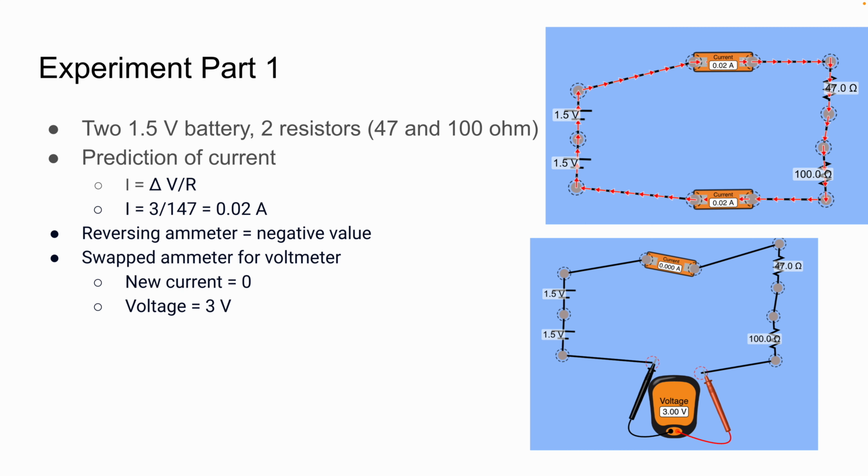For experiments, the first part was doing a prediction. We had two 1.5 volt batteries as well as two resistors connected in series, 47 and 100 ohm, and we predicted the current to be 0.02 amperes using Ohm's law. Reversing the ammeter, we got a negative value for the current, and when we swapped the ammeter for the voltmeter, the new current was 0 because the circuit was open, and the voltage is 3 volts, the same as the battery, which makes sense because there's no longer current flowing through the resistors.